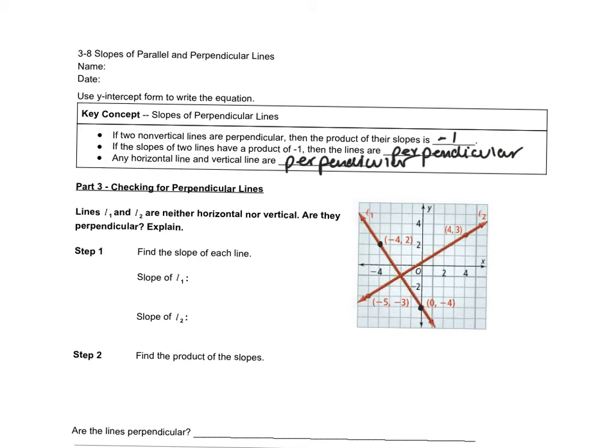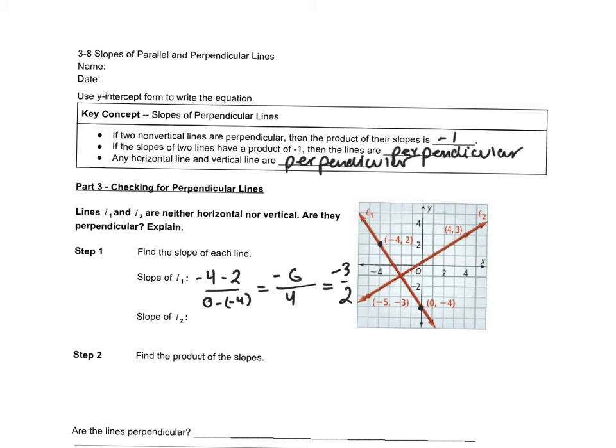All right, so y2 minus y1 over x2 minus x1. Negative 4 minus 2 is negative 6. 0 minus negative 4 is positive 4. So our slope is negative 3/2, okay?